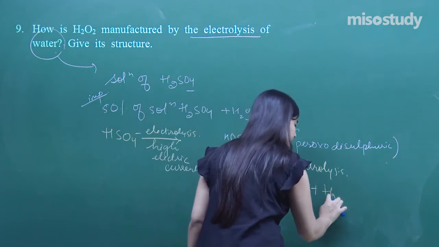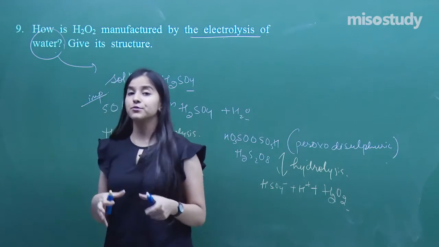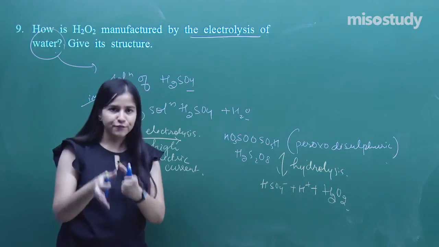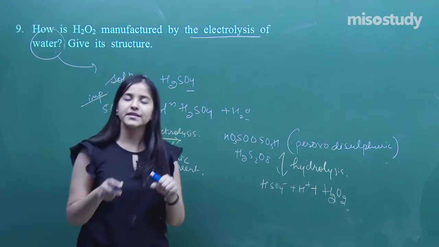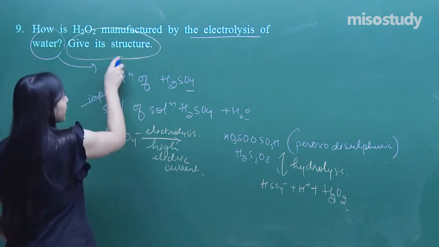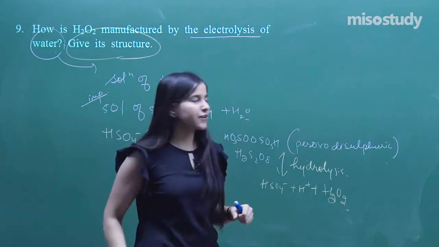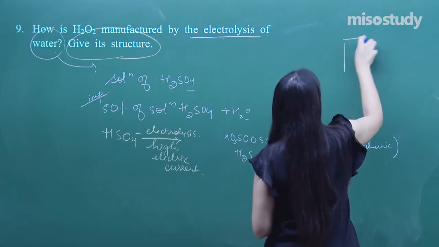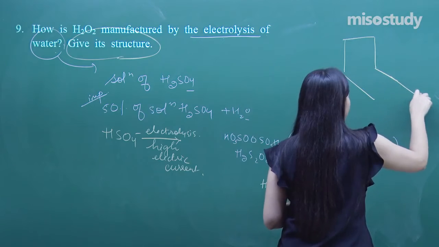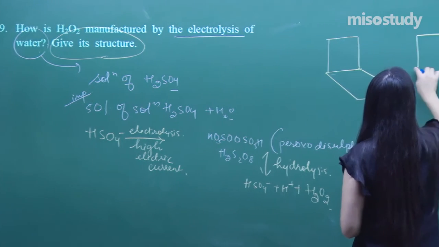Clear about it? Okay. So basically it's not electrolysis of water, but to be very specific, it is the H2SO4 or sulfuric acid solution, or you can say the acidified sulfate solution. Clear? Now the remaining part, give its structure. They are asking about the structure of hydrogen peroxide. Can you do that? So it's very, very easy. We have got 2 kinds of structures for it. One is in the gaseous phase and one is in the solid phase.